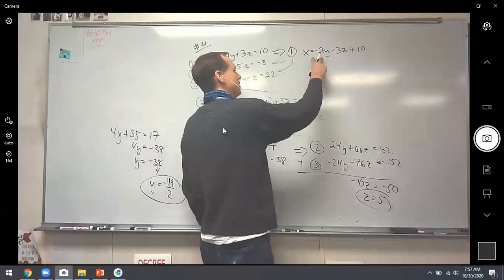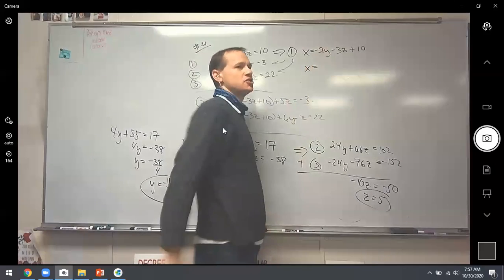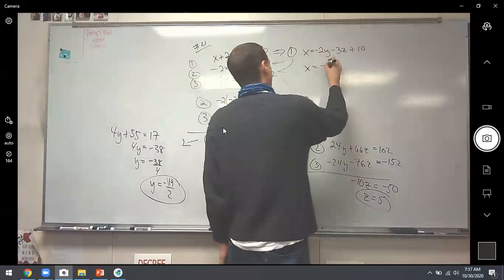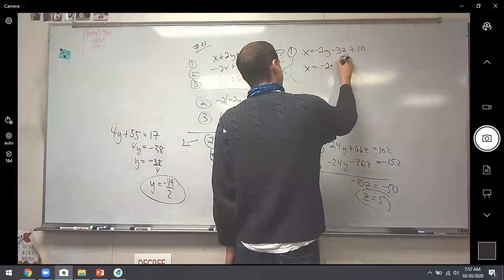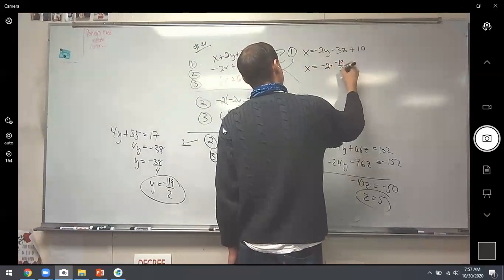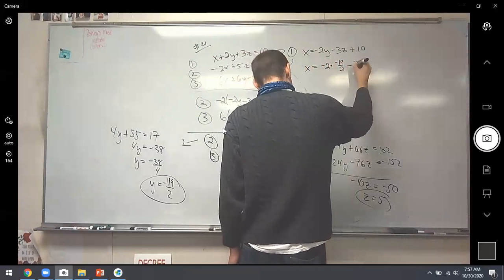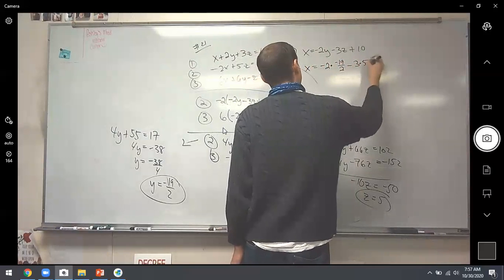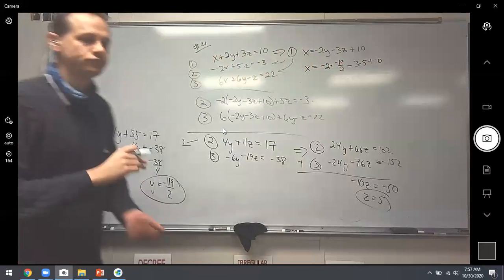I like this one right here. It says x equals something. So x equals negative 2 times y. Unfortunately, y is negative 19 halves. Oh, actually, that's not unfortunate at all. Negative 2 times negative 19 halves, minus 3z. Z was 5. Plus 10.